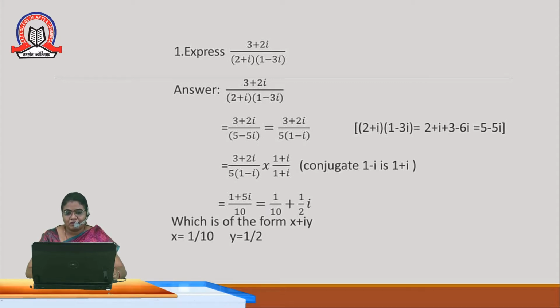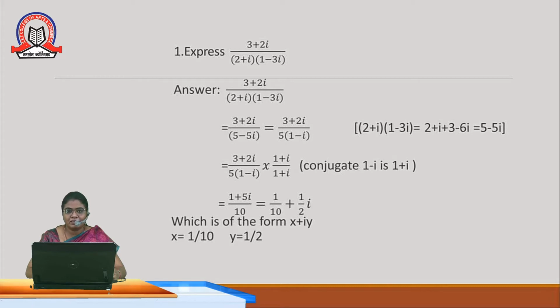Let me see the problem. If two complex numbers are given in division, we want to use the conjugate of the denominator and multiply with numerator and denominator. We will get the final answer as a complex number. Here the question is (3 plus 2i) upon (2 plus i)(1 minus 3i). In the denominator we have the product of two complex numbers. Multiplying (2 plus i) into (1 minus 3i), we get the answer 5 minus 5i.